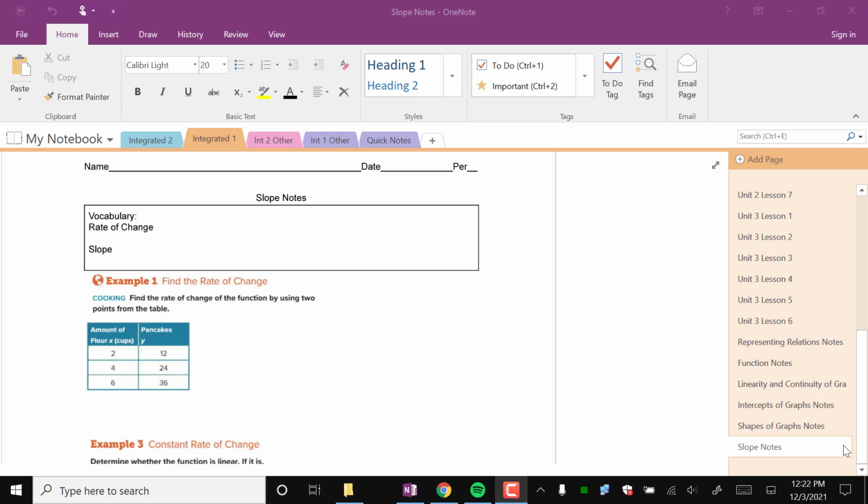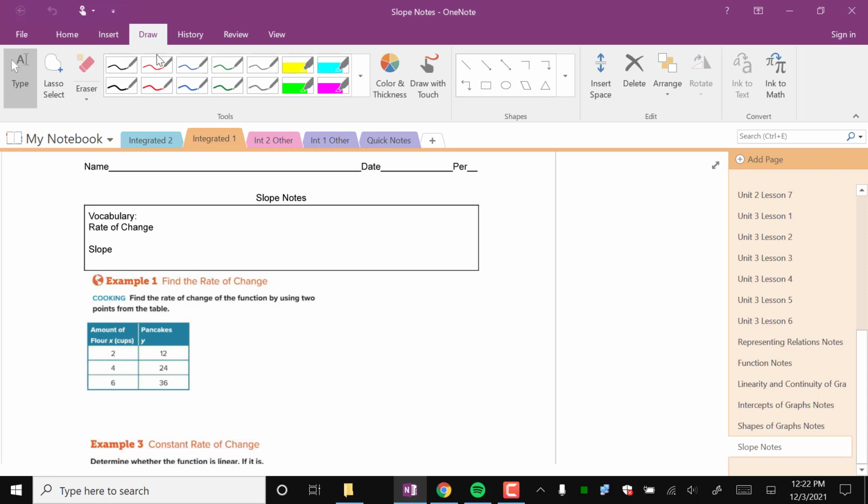Howdy! Today we're going to be looking at slope. So let's go ahead and take a look at the vocabulary. Our vocabulary for slope is rate of change and slope.